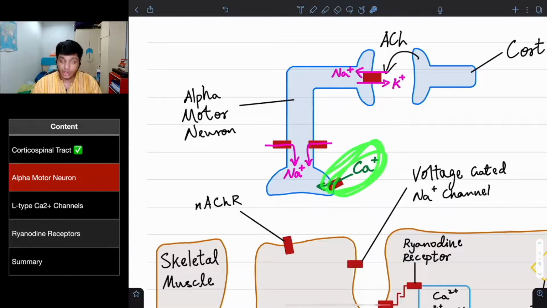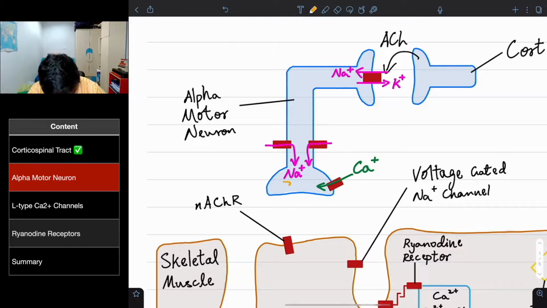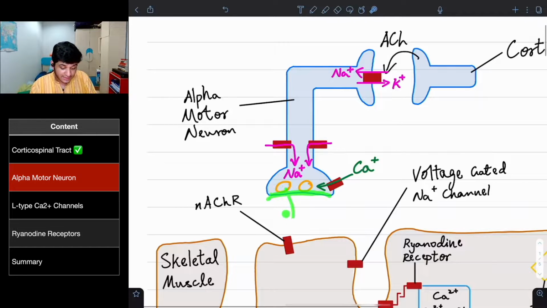The influx of calcium ions causes neurotransmitter vesicles, I'll just draw the vesicles right here, to bind to the cell membrane, releasing that neurotransmitter into the synaptic cleft.